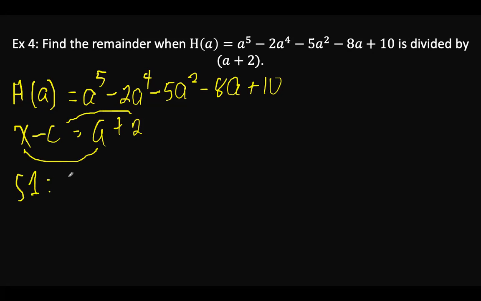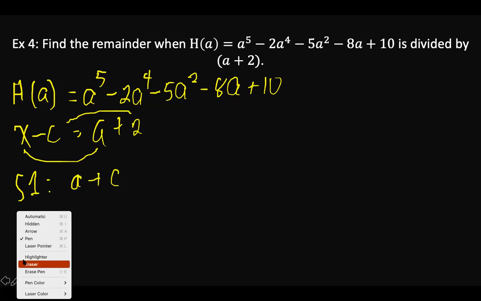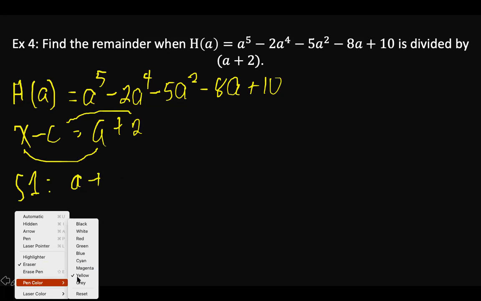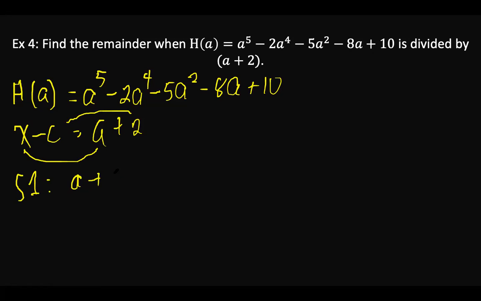So let us do step number one. Step number one, solve for c. How do we solve c? By equating a plus 2 to 0. So a plus 2 equals 0. To solve for a, we have a is equal to negative 2.